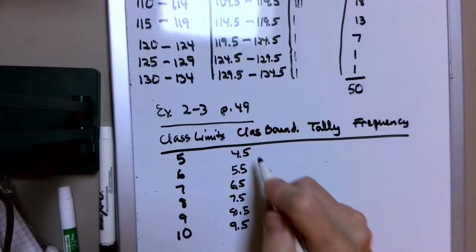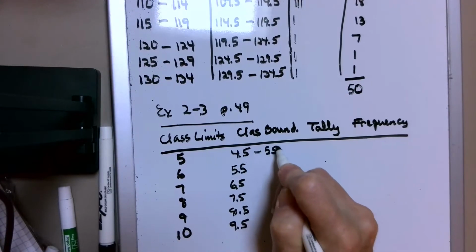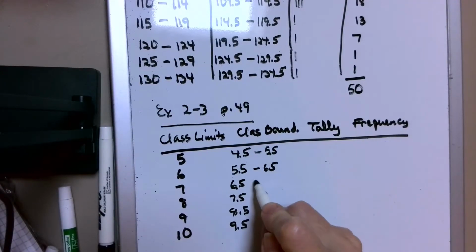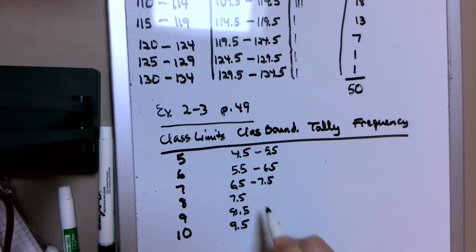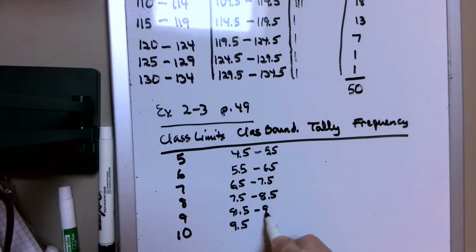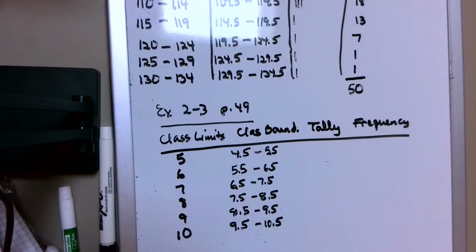So 5 plus 0.5, 5.5. 6 plus 0.5, 6.5. 7 plus 0.5, 7.5. 8 plus 0.5, 8.5. 9 plus 0.5, 9.5. And 10 plus 0.5, 10.5.